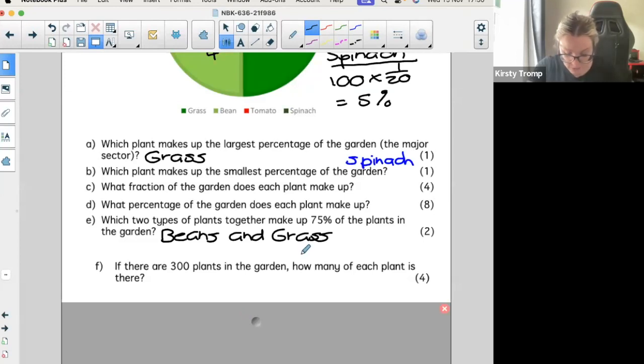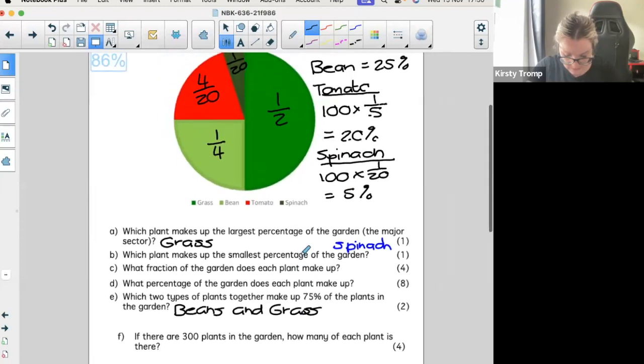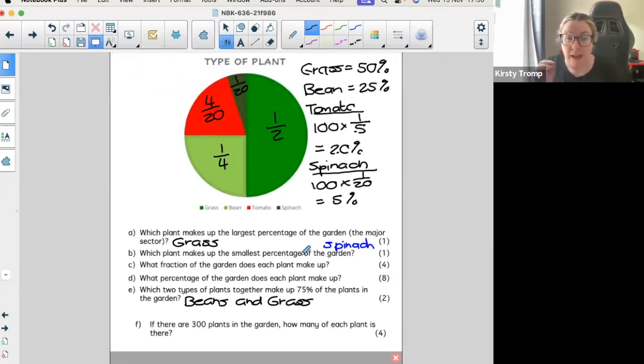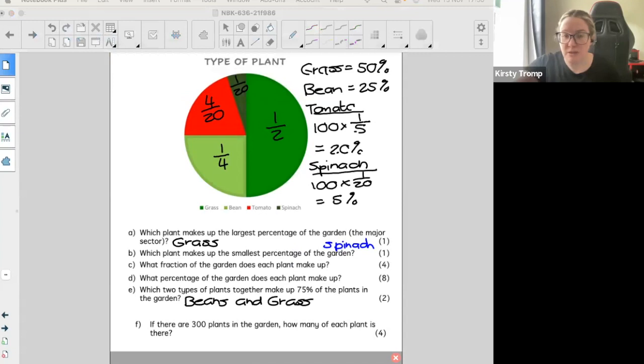I'm going to go back up to the fractions for you. Okay, so if there's 300 plants altogether, how many of each plant are there? Give it a thought. Okay. All right. If you have a question, don't stress. I'm going to answer your questions at the end. So I am leaving time. This is the last one we're going to do, and then I'm going to take all your questions, I promise. Okay, 300 plants in the garden.